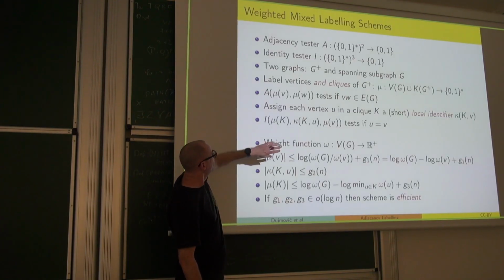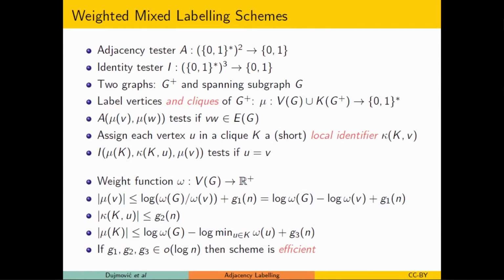So this is just the same definition as before, but now we have to talk about weights. A weighted mixed labeling scheme just assigns weights to the vertices, and now it imposes restrictions on the lengths of the labels. So the length of a label for a vertex should be log of the total weight of the graph divided by the weight of the vertex, plus some extra overhead, which is just log of the total weight minus log of the weight of the vertex, still plus that overhead.